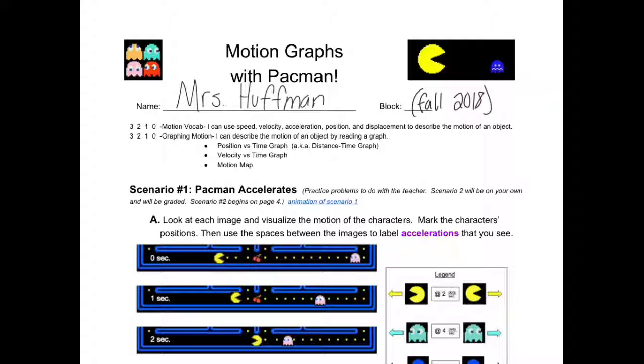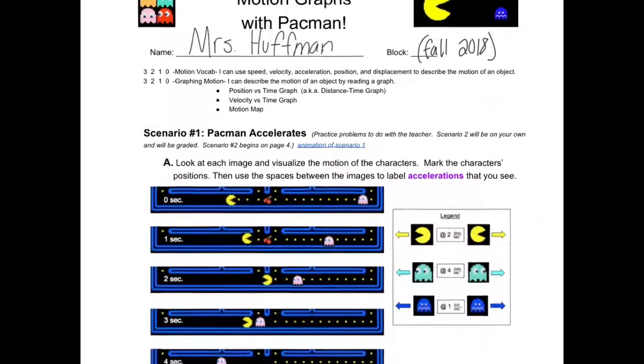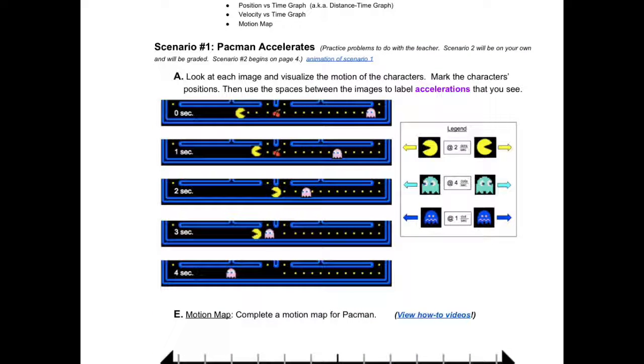Hello students, so we're going to continue on with our motion vocabulary and move right along into motion graphing. We're still going to stick with our storyline of Pac-Man and the ghosts. Instead of Inky though, we will be using the ghost Pinky. Now, the first thing we need to do is establish some baselines so that we can compare and contrast and have discussions about the objects.